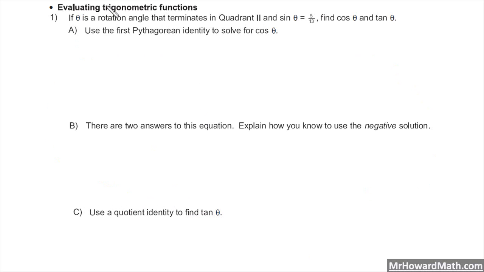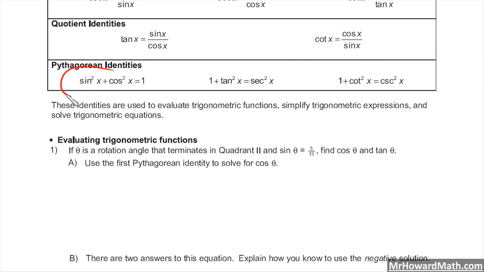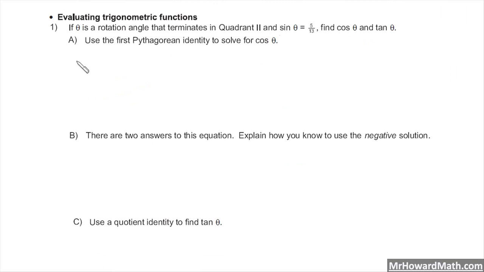All right, for this first example, we will be evaluating a trig function using the identities. So the question says, if theta is a rotation angle that terminates in quadrant 2 and sine theta is 5 over 13, find cosine theta and tan theta. So we've used basic trigonometry to answer questions like this in previous units, but here we will use the identity. So again, it says use the first Pythagorean identity to solve for cosine theta. So they are referencing this identity right here.